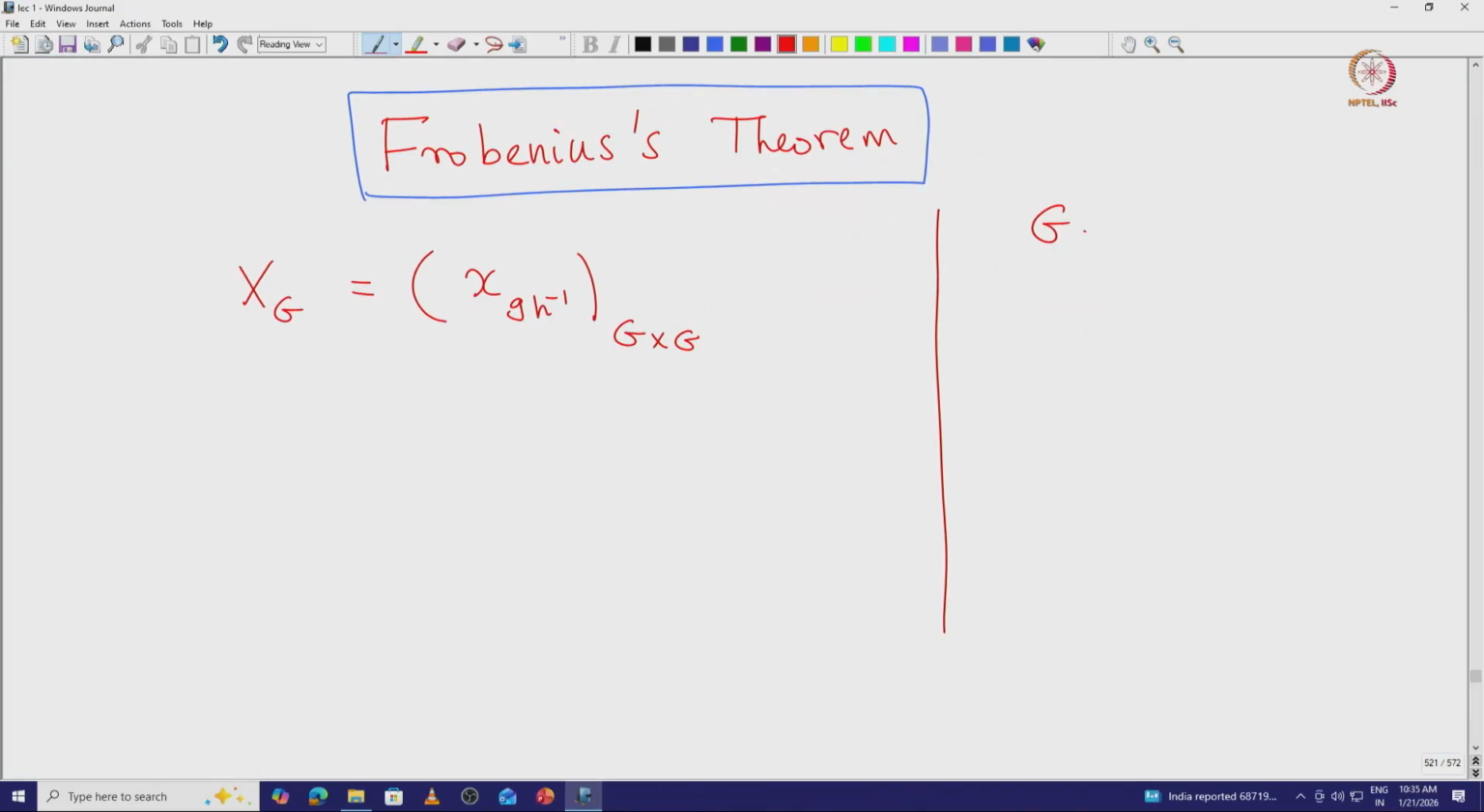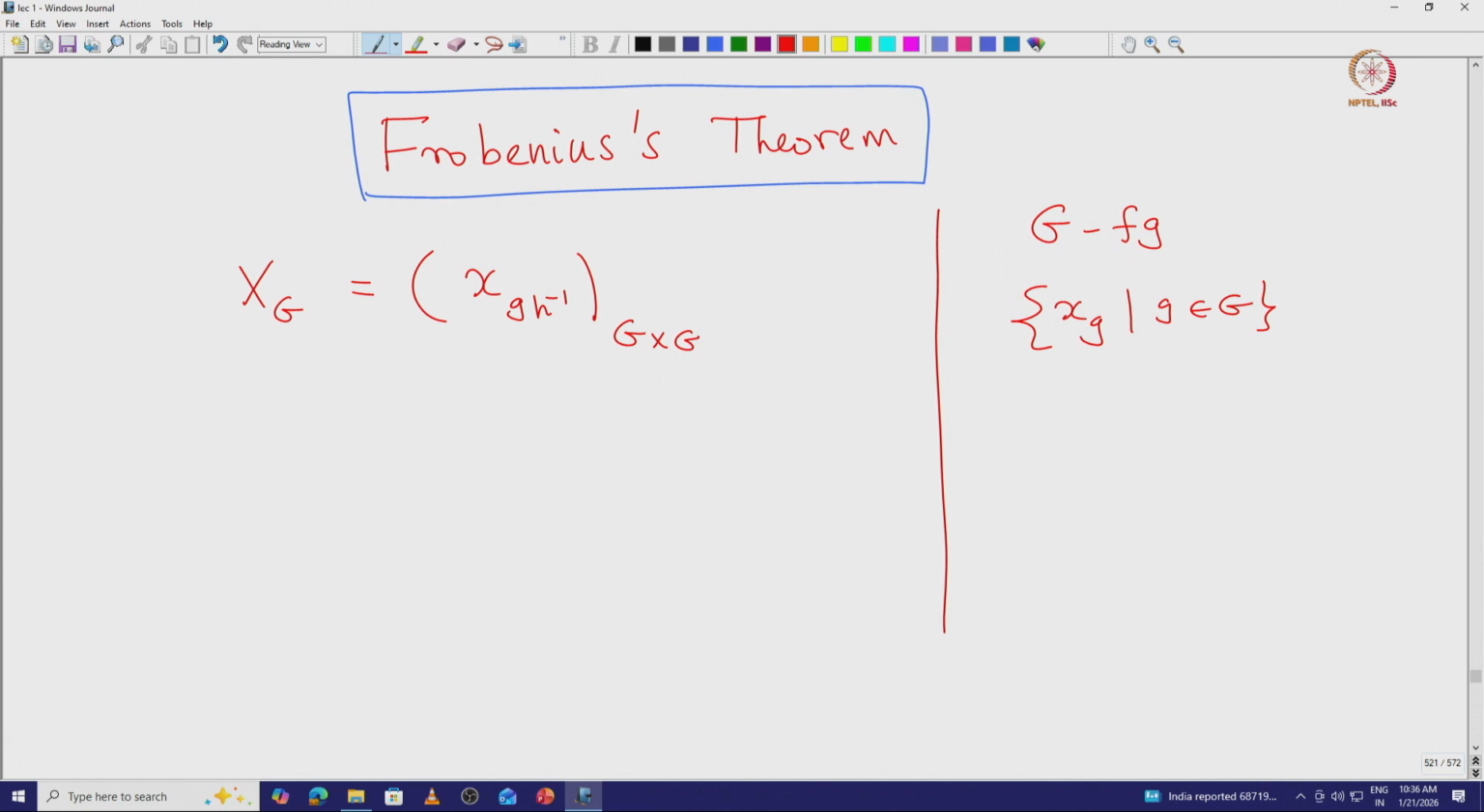Welcome back everyone. In this lecture I am going to prove the Frobenius theorem on group determinants. So, let us first recall what the group determinant is. We start with a finite group G and then we take these indeterminates x_g, g in G. So, for each element of G we take a commuting variable x_g.